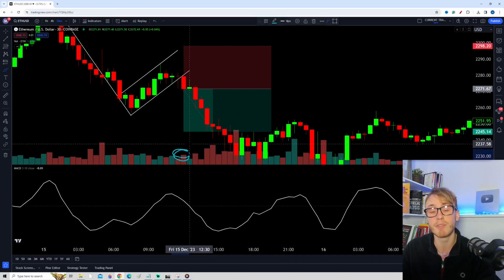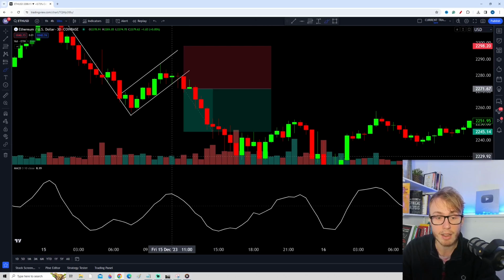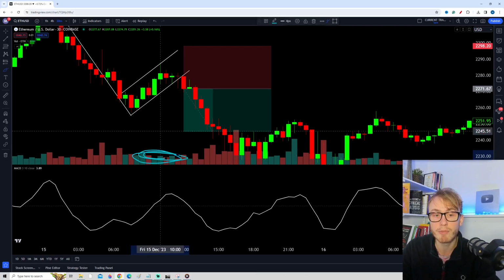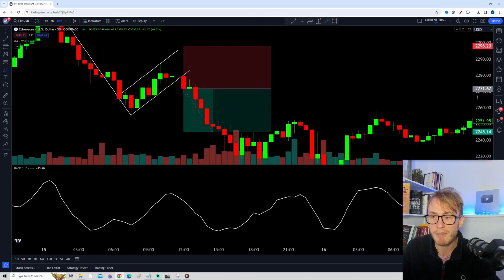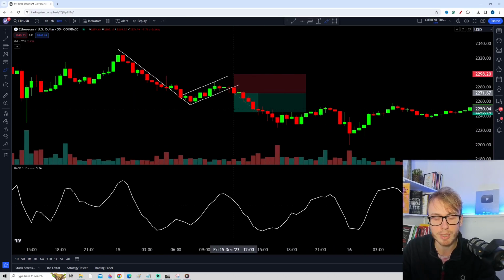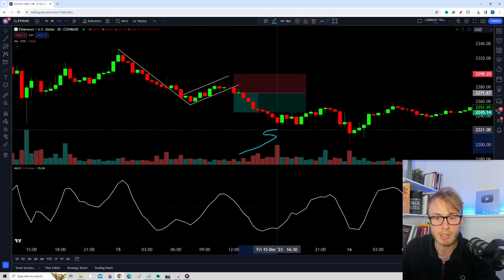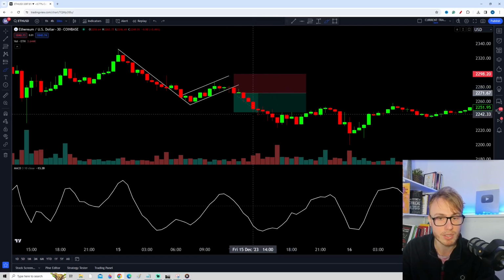but preferably you want to see even more volume. I like when I see the volume bar being twice as long or sometimes even longer compared to the volume bars during the pullback. However, the good sign with this flag was that we actually saw increasing volume during the move down. So that is a good sign.